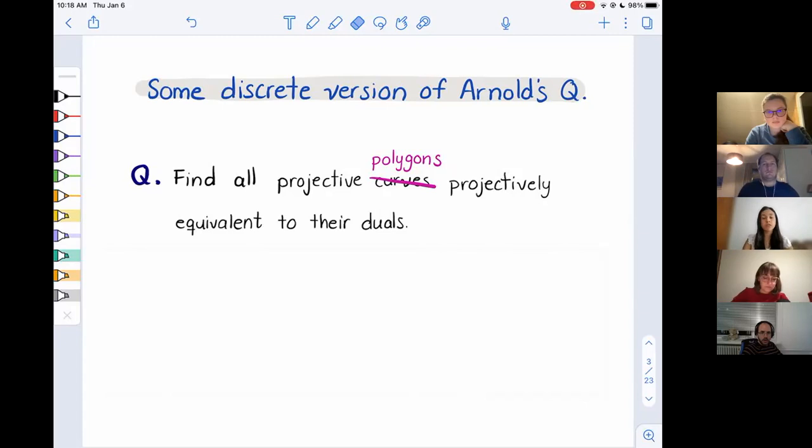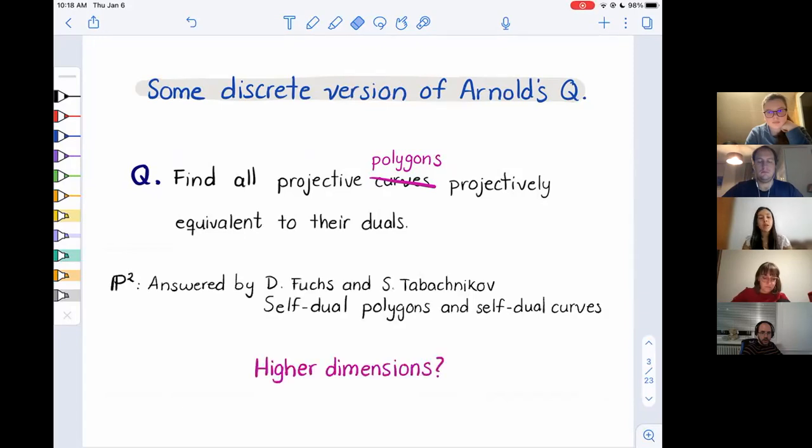Now, Arnold was saying that in the case of two-dimensional projective space, we didn't know so much about that. But that question was partially answered by Dmitry Fuchs and Sergei Tabachnikov, in a paper from 2009, I believe. They talk about self-dual polygons. They describe them. They provide the dimension of the moduli space of self-dual polygons in RP2 and CP2. And then they do give a few examples of self-dual curves in 2 dimensions.